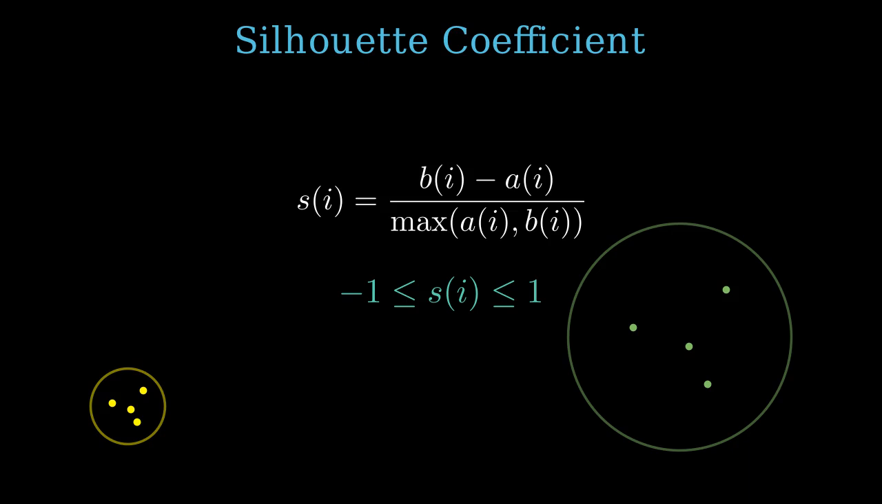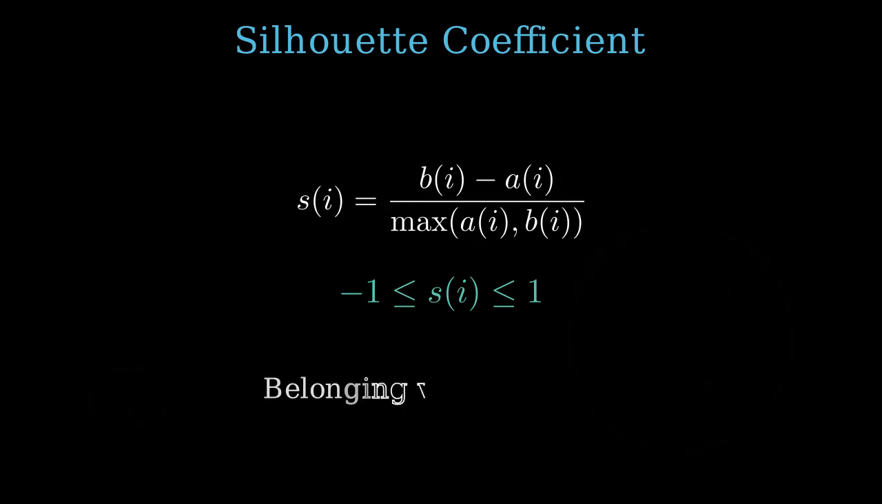Think of this calculation as a way of asking, how much more do I belong to my current group than I do to my closest neighbour? If B is much larger than A, the numerator will be positive and the result will climb toward 1.